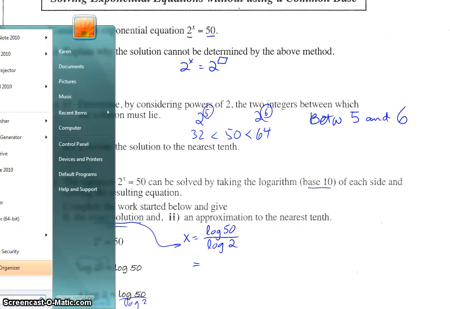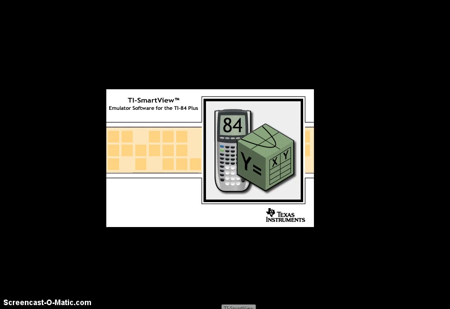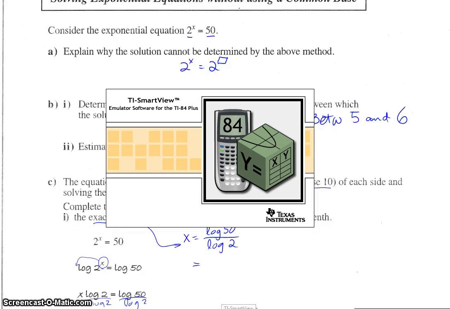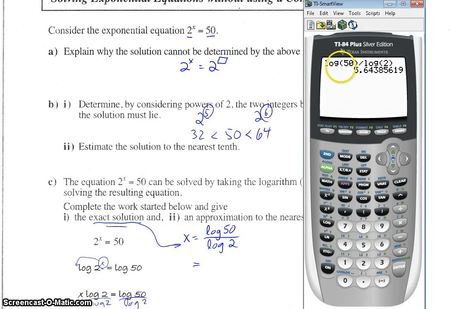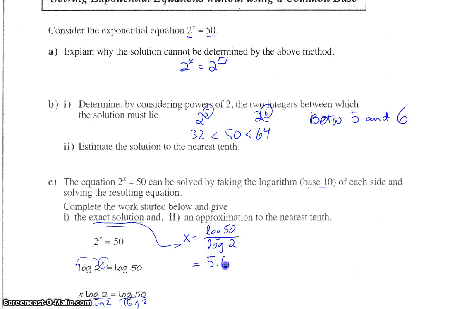Let's bring that up a minute. Okay. And we should get, after you put that in your calculator, log 50 divided by log 2, 5.6. And they want it to the nearest tenth, so we'd stop there, 5.6. There we go. Let's practice with some more equations and some little bit more difficult ones on the next page.